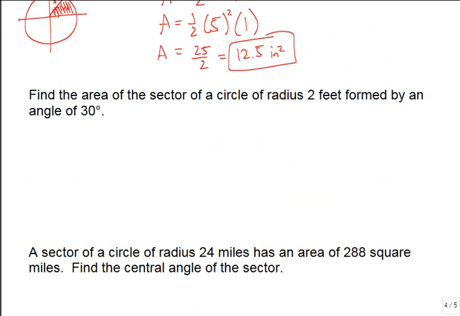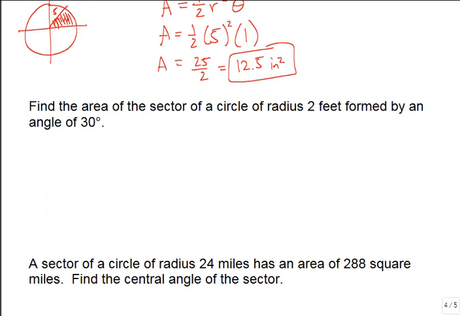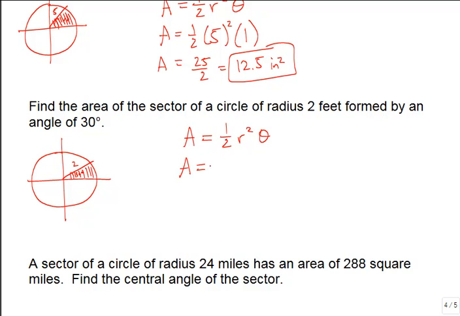Okay, let's try another one. Find the area of the sector of a circle of radius 2 feet formed by an angle of 30 degrees. So we're taking a circle, we're creating a 30-degree angle right here. The radius is 2 feet, and we want the area of this little wedge. So our formula is A equals 1/2 r squared theta. We're looking for A. We know what our r is. It's 2 feet. And before you plug in 30 for this angle, you have to remember that 30 degrees is an angle in degrees.